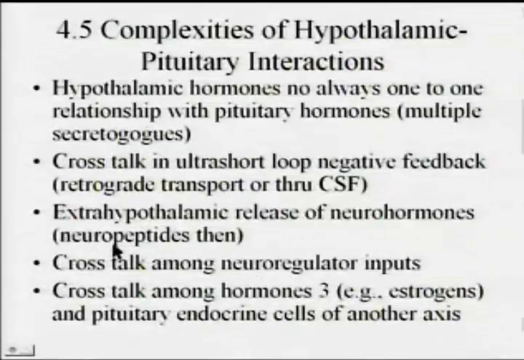Thus, we proceed to neurotransmitters and then neuropeptides in this course. There's crosstalk among neuroregulatory inputs, the neurotransmitters. For example, glutamate and GABA. Glutamate is going to be the gas pedal, GABA is going to be the brake.